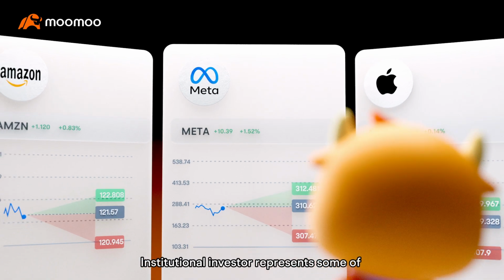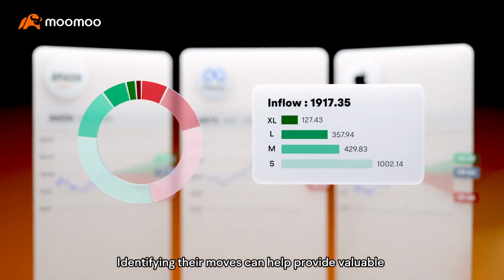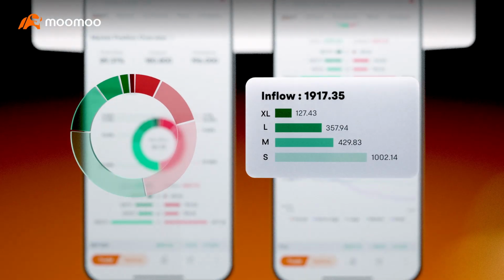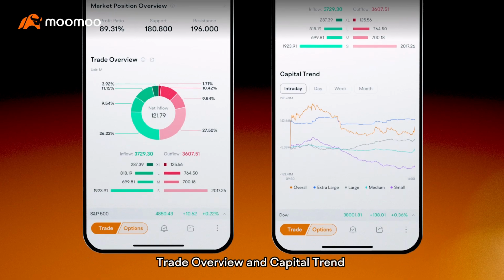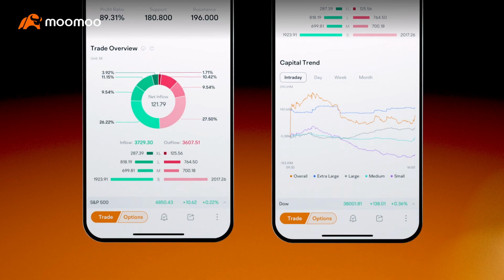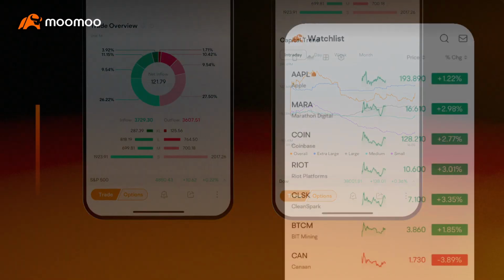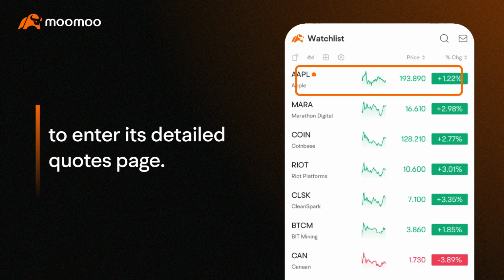Institutional investors represent some of the most influential investors in the market. Identifying their moves can help provide valuable insights into market trends. Today, we will explore two useful tools on Moomoo: Trade Overview and Capital Trend, and how they can help investors make more informed decisions. Open Moomoo and tap on a stock to enter its detailed quotes page.